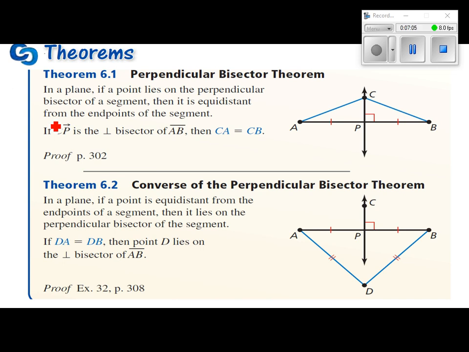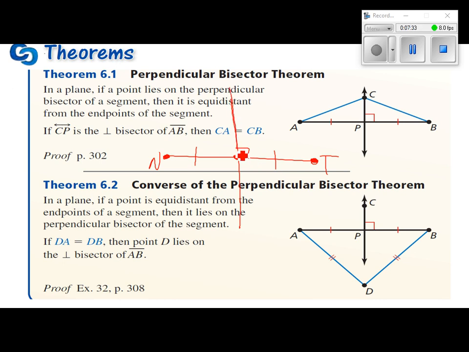All right, so what this theorem says, and there's actually two of them, but one's the converse of the other. If I have a segment, wherever that segment's at, and I have the perpendicular bisector of that segment, we'll call this segment NT, and that perpendicular bisector runs down through it, splits it into two equal segments, and it forms right angles.